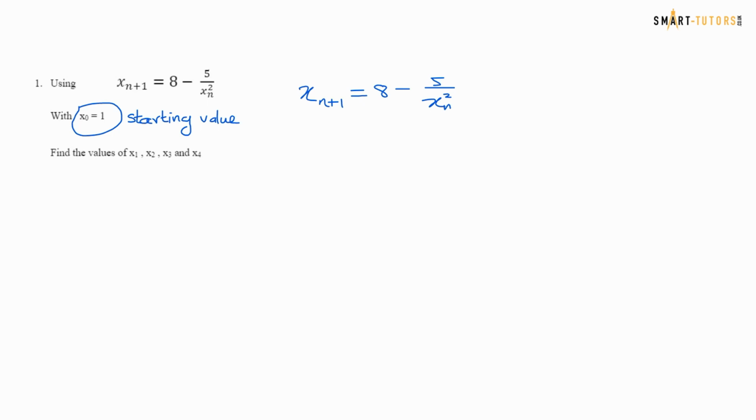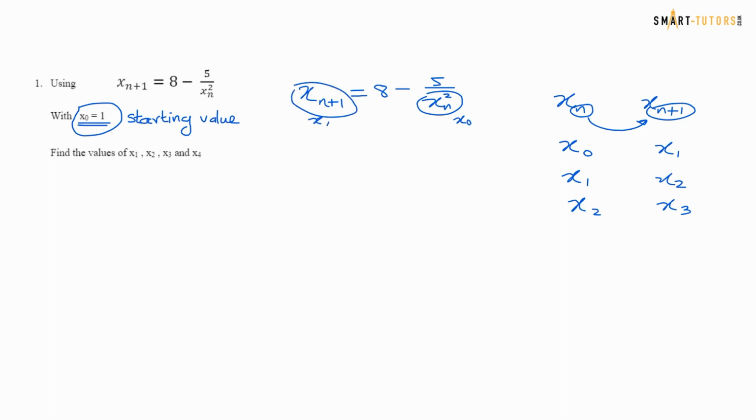Right, x(n+1) equals 8 minus 5 over x_n squared, which means n plus 1 is the term after x_n. So if this is x0, this is going to be x1; if this is x1, this is going to be x2; if this is x2, this is going to be x3. So x(n+1) is the next term, and the starting value x0 is given. If you put the starting value here as x0, this gives x1. Once you find x1, you repeat, substituting x1 here to get x2. Then substitute x2 to get x3, then substitute x3 to finally get x4.